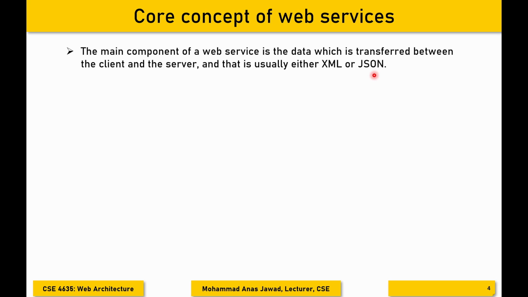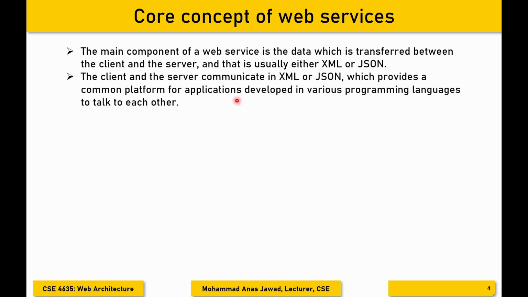This is where the functionality of interoperability between applications of different languages or different platforms comes in. Since the data that is being transferred between clients and servers is written in XML or JSON format, that basically means that all kinds of clients and all kinds of servers, regardless of their platform or language, can interpret those messages, right? Since XML or JSON can be understood by all. The client and server communicate in XML or JSON, which provides a common platform for applications developed in various programming languages to talk to each other. So just what we just said right now. Now, the data that is sent between the client and the server is sent over our normal HTTP connection.